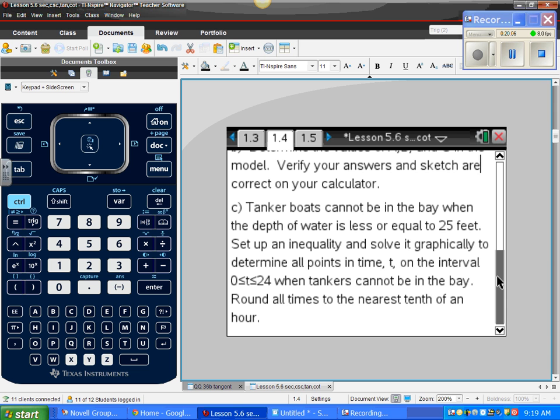Okay, tanker boats cannot be in the bay when the depth of the water is less than or equal to 25 feet. Set up an inequality and solve it graphically to determine all points in time t on the interval from 0 to 24 when the tankers cannot be in the bay. Round all times to the nearest tenth of an hour.